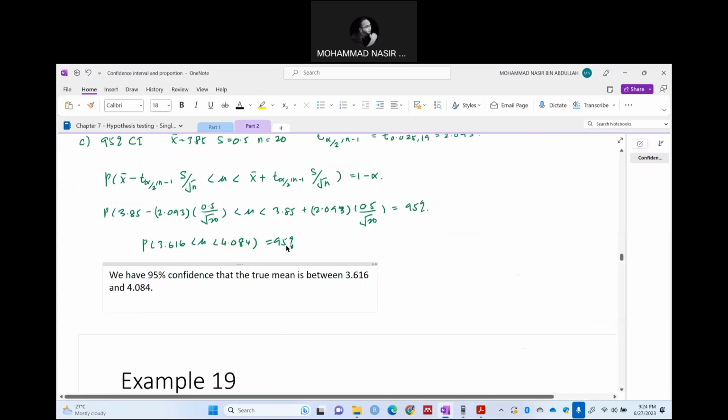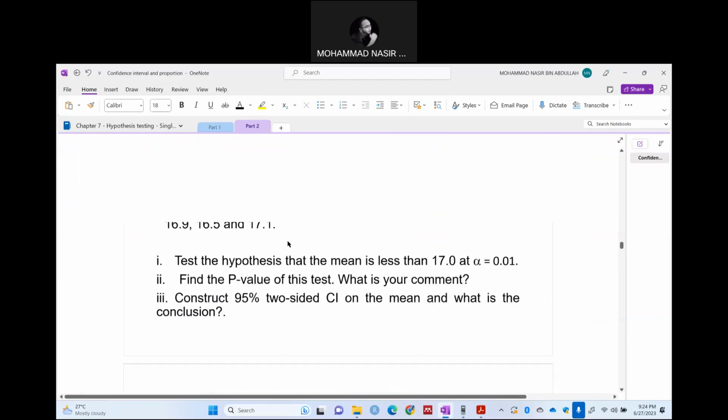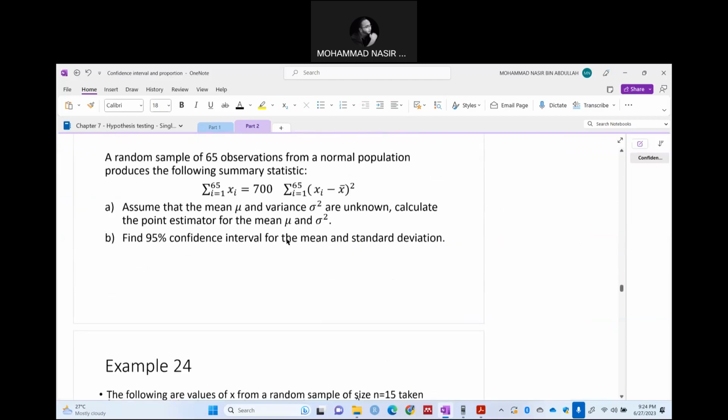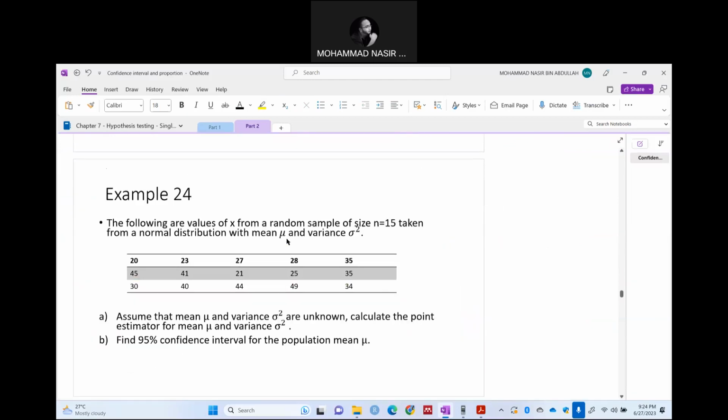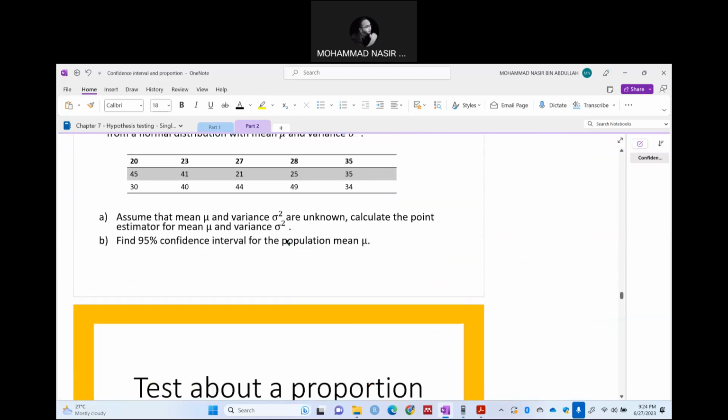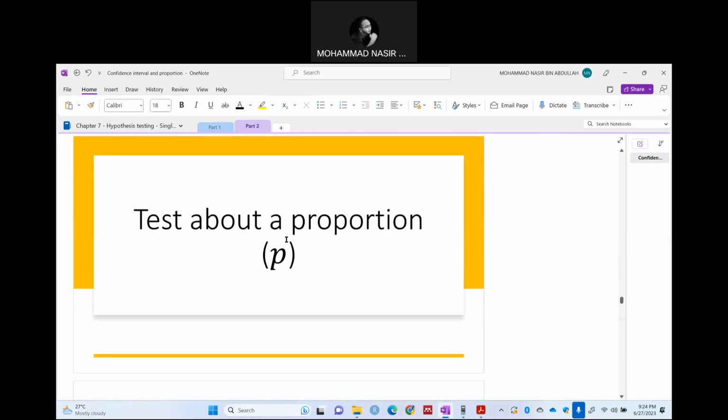Right. So for example, number 19 until 24, you can do by yourself, provided you understand the first example. Okay? Boleh? You want a 5-minute rest? Okay.